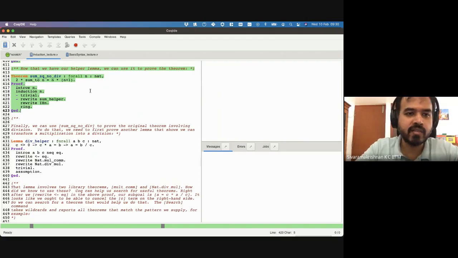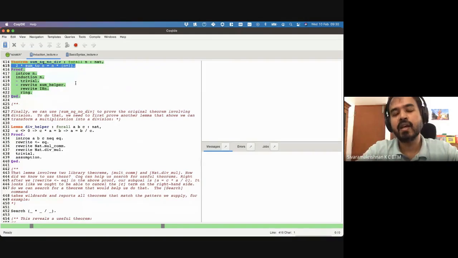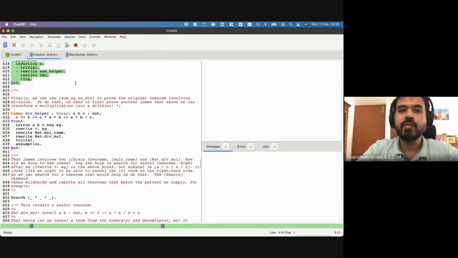So what have we achieved so far? We have proved that 2 times sum to n is equal to n times n plus 1. So we have to go back to our original goal, which was sum to n is n times n plus 1 divided by 2. That is what we have to show. And for that, we have to appeal to another lemma, which says something about divisions.